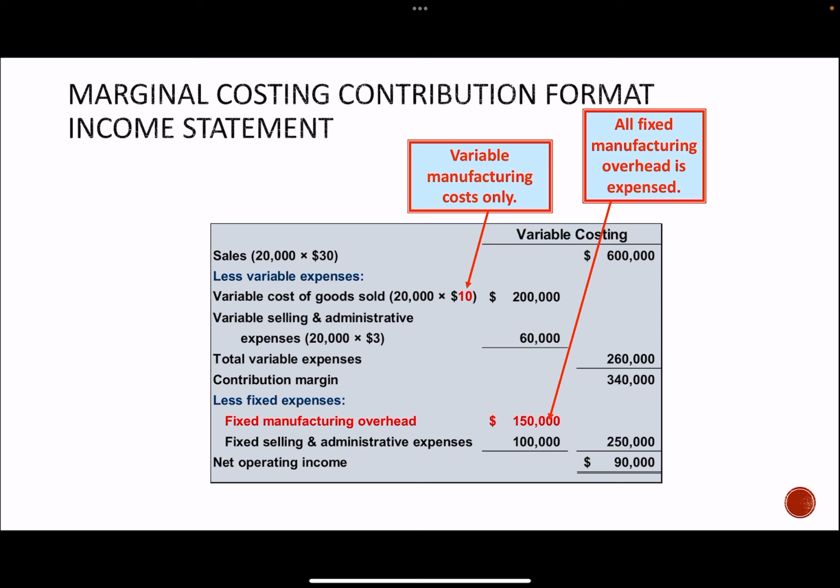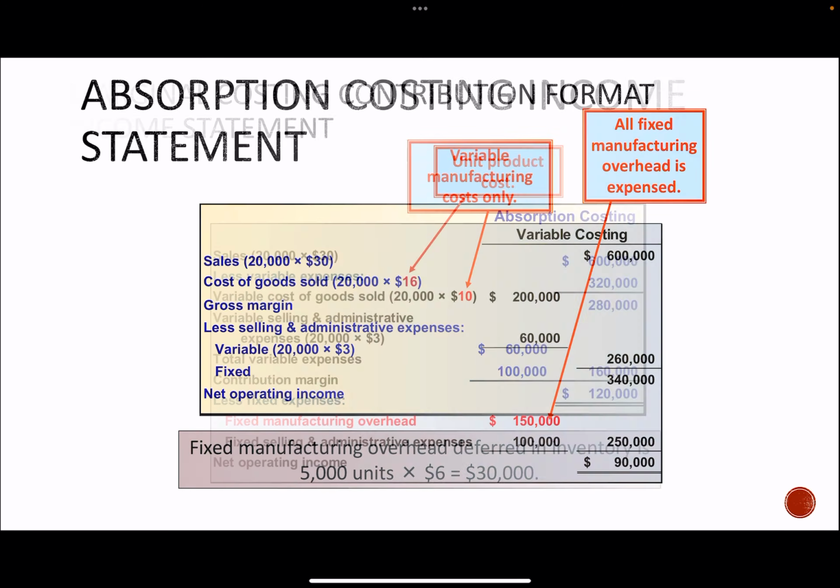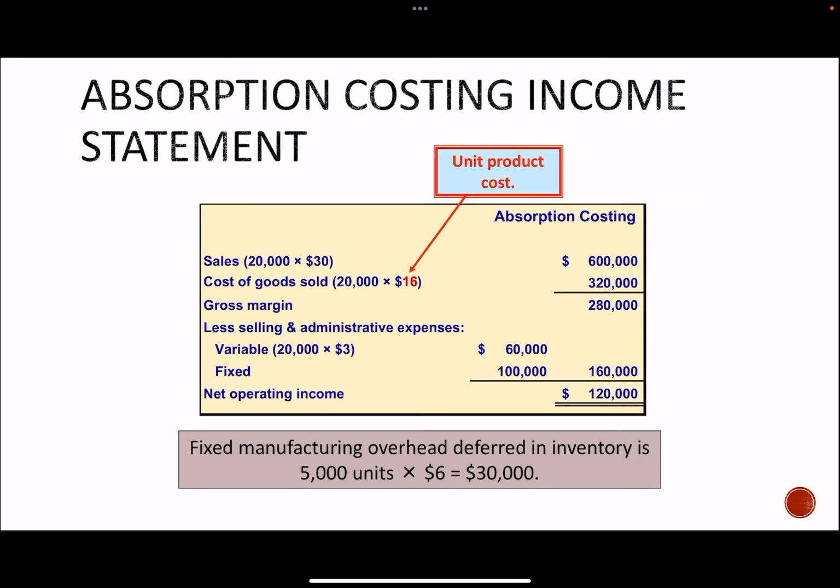If you look at the difference between the two approaches, here we have 90,000 and here we have 120,000. So the difference would be a 30,000 difference between the two approaches. And if we do a reconciliation, which we're going to discuss later, the reconciliation says the difference between the two approaches would be the fixed manufacturing overhead which is deferred in inventory. Because this example says there is no beginning inventory in this factory or this case.